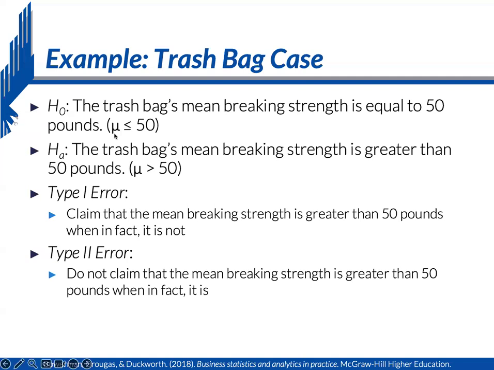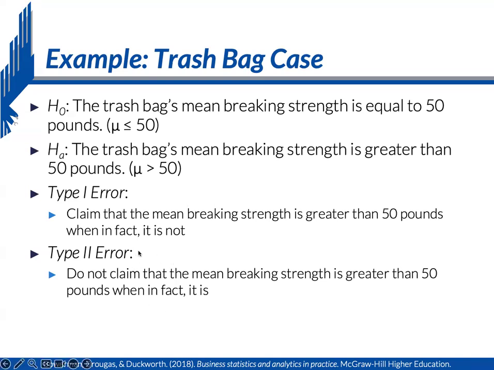So in the trash bag case, again, we have these hypotheses. So the null hypothesis states that the average is less than or equal to 50 pounds, and the alternative hypothesis states that the average is greater than 50 pounds. So a type 1 error happens when we reject this, when this is false. We claim that the mean breaking strength is greater than 50 pounds when it is actually not greater than 50 pounds. We conclude that the trash bag is the strongest in the market when it's actually not the strongest. So that is the type 1 error.